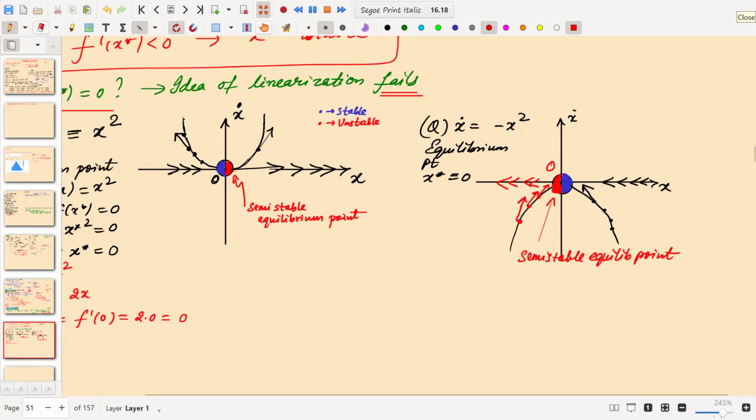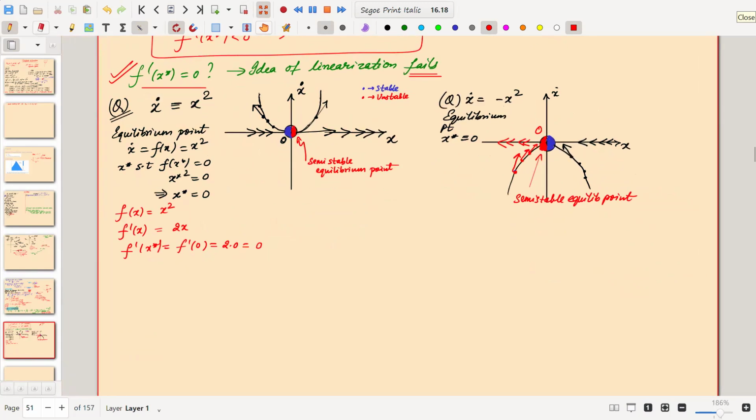Still it is a semi-stable equilibrium point. I hope you are understanding this. Now let us look into something more interesting. Another example. Many of you might think, what happens with cubes? x dot equals x cube. So if you take x dot equals x cube, what happens?